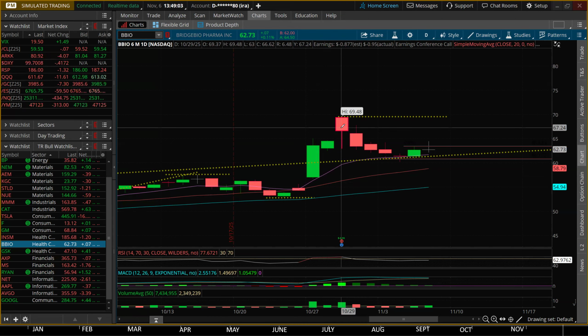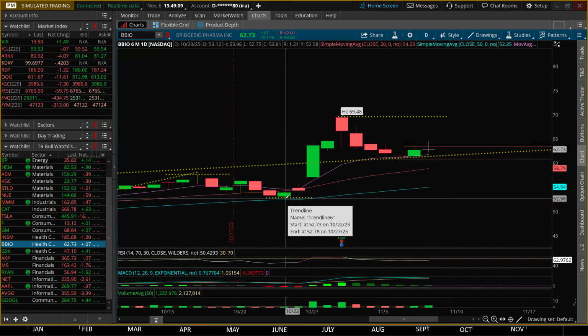So 52.75 to 69.50. How much is that? This pivot right here at 52.75 to 69.50 is 16.73. All right. So I know Bridge Bio can run 8.7, and I know it can run 16.7. That's what I know. I know it can run those two. How do I know that? Because that's what it just did. I don't second guess it. That's what it just did.